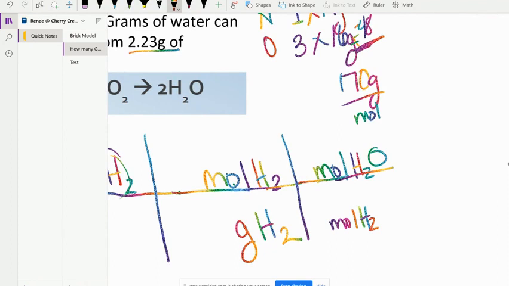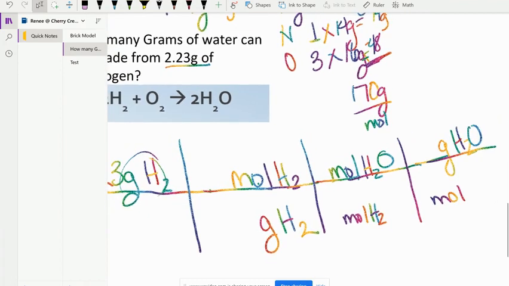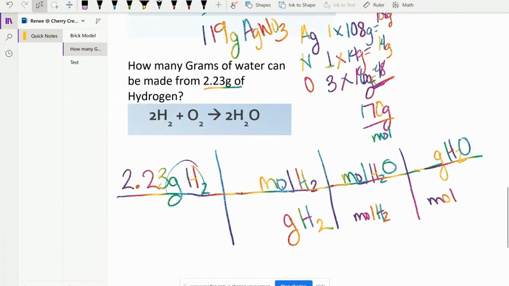Because I want to go to moles of water, because once I'm in moles of water, then I can go to grams of water. Notice how I set up the skeleton of my train tracks before plugging in any numbers. This will help you from making silly mistakes. So now I go back and start filling in my numbers.